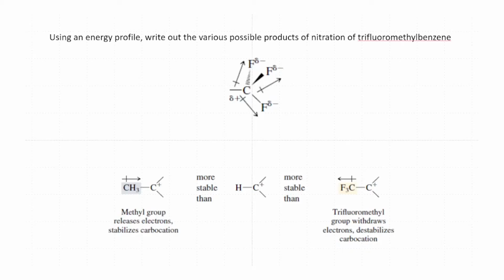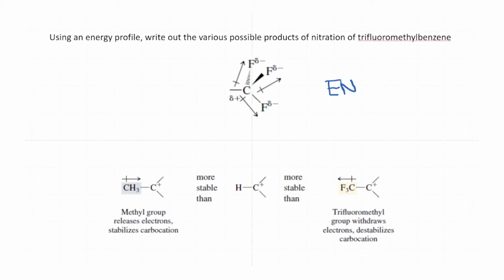Using an energy profile, write out the various products of nitration of trifluoromethylbenzene. So trifluoromethylbenzene has a trifluoromethyl group. We see here that fluorine is highly electronegative, so it's going to pull electrons through induction. And so any group that is attached to a CF3 group is going to be electron deficient.